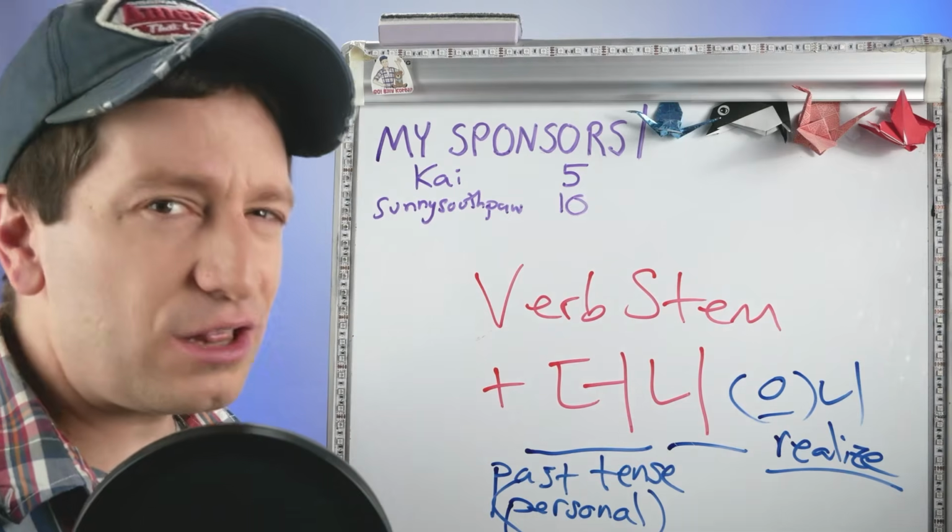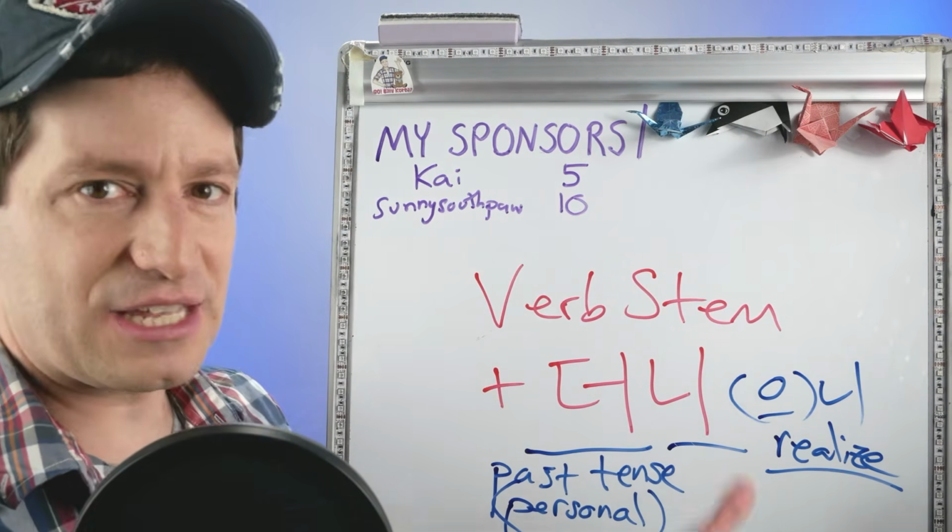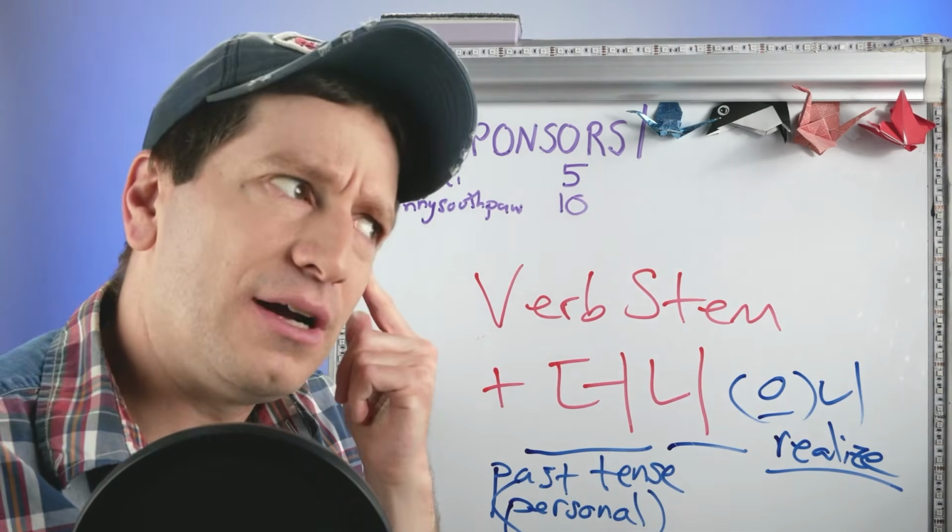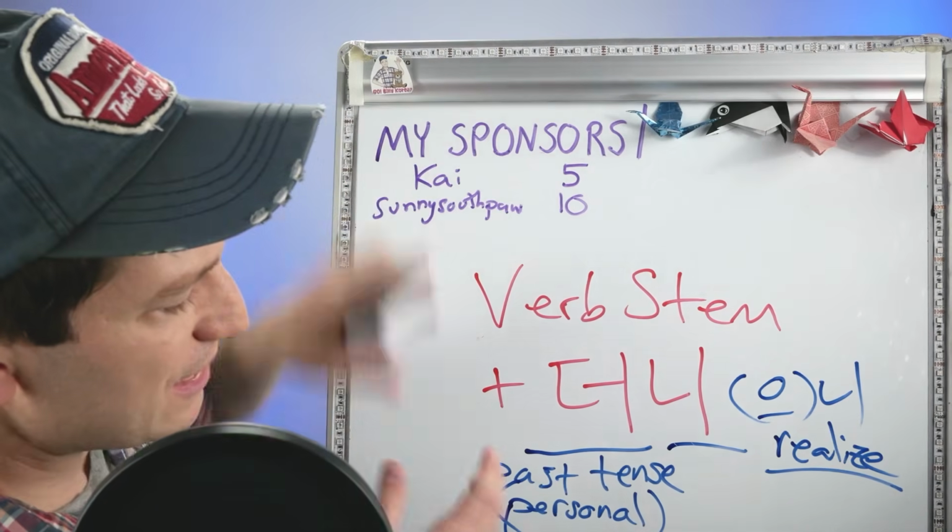So if we put this together, it's basically like saying something was or something happened and I realized. This is for recalling something in the past tense. It's not just saying something happened, but like, oh yeah, I remember. And then this. So what does this form do?